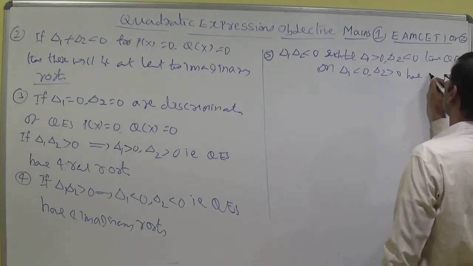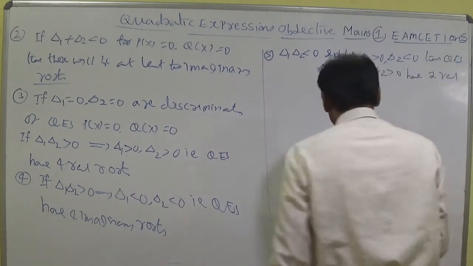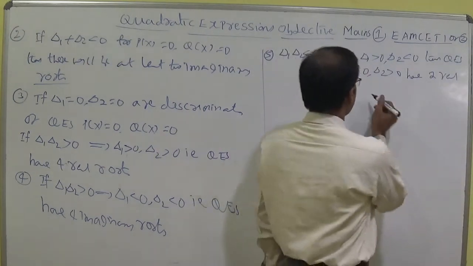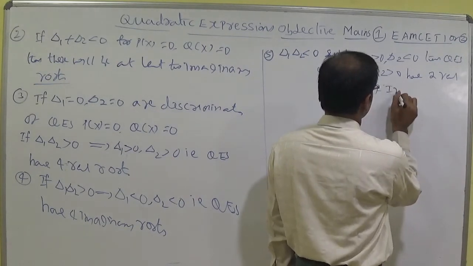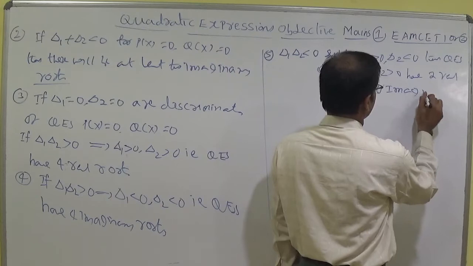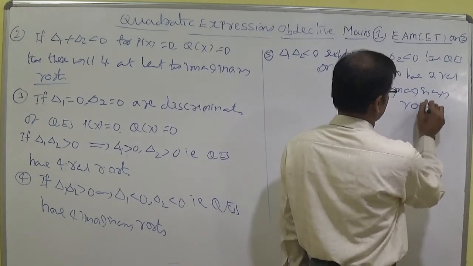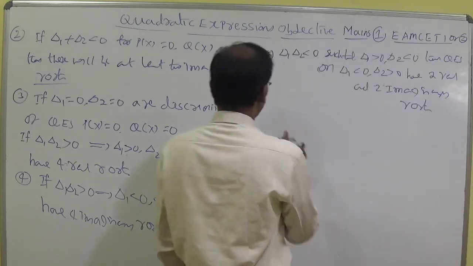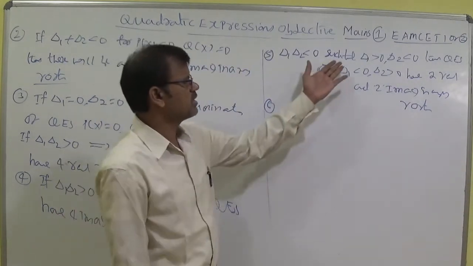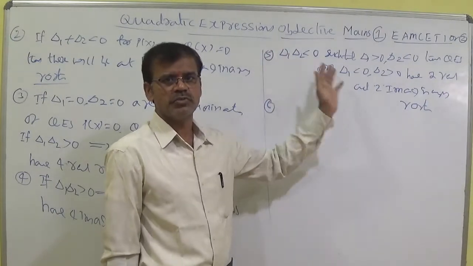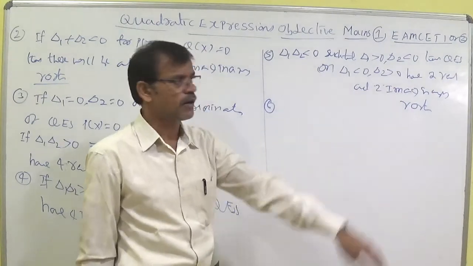will have two real and two imaginary roots. That means, indicating they are separated: delta 1 greater than 0 means two real roots and delta 2 less than 0 means two imaginary roots, and vice versa.